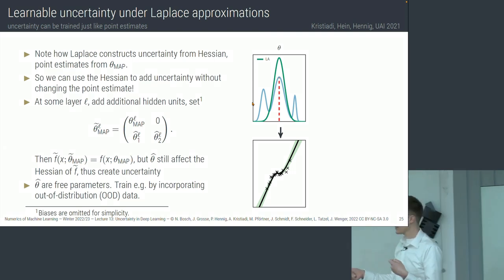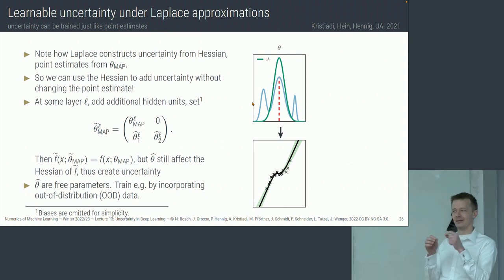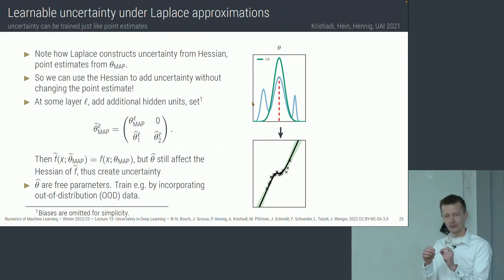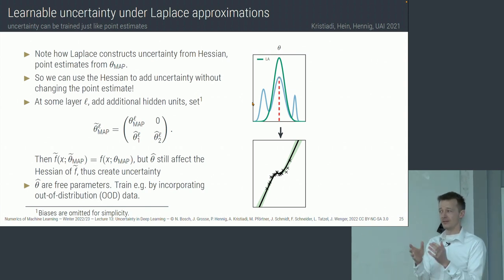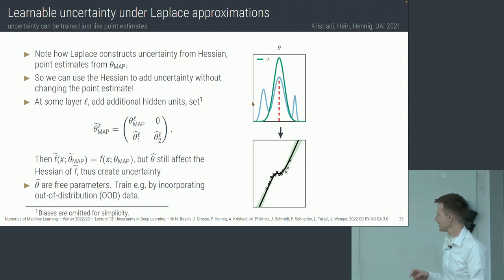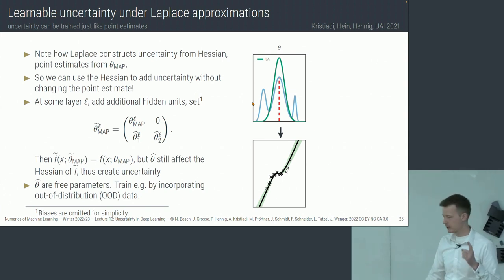And the way that this works is by adding units to your deep network that don't do anything to the point prediction, but which add uncertainty just by being there. So these plots on the right are from Agustinus, and I always found them a bit difficult to understand, so I'm going to draw my own picture.